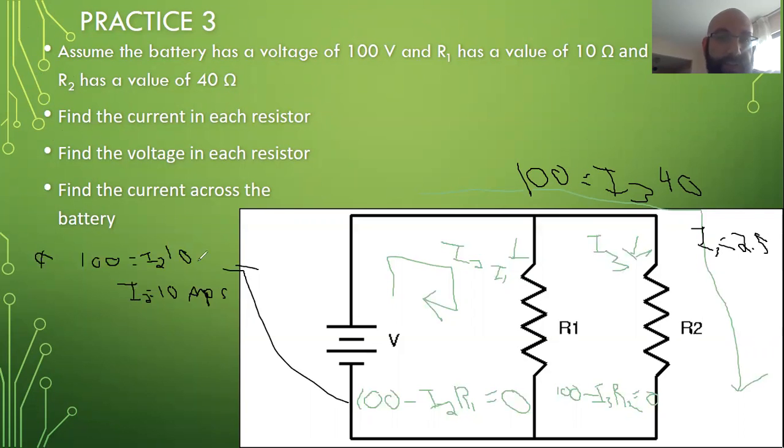Okay, so find the current in each resistor. We did that: 10 amps through R1. R2 is 2.5 amps. Find the voltage in each resistor. Well, that we know already, it's 100. How do we know it's 100?